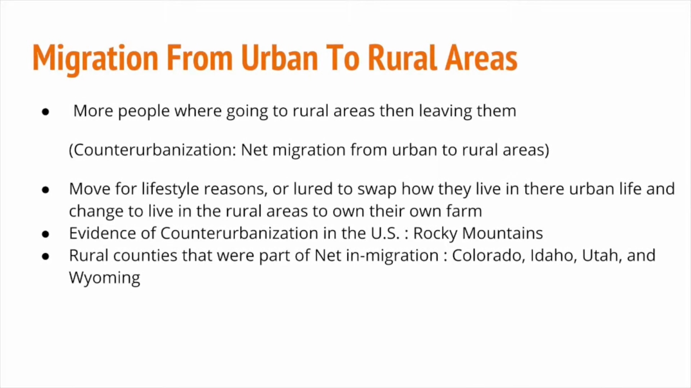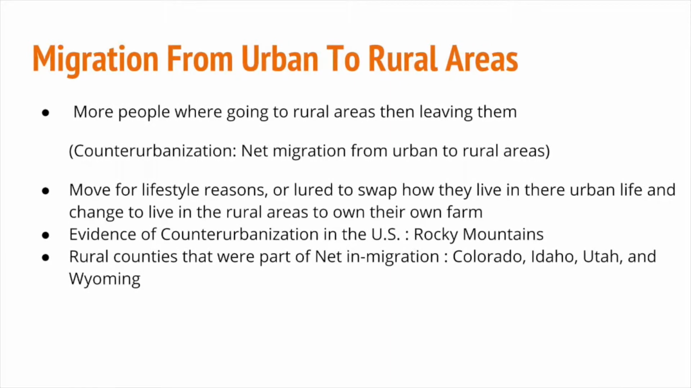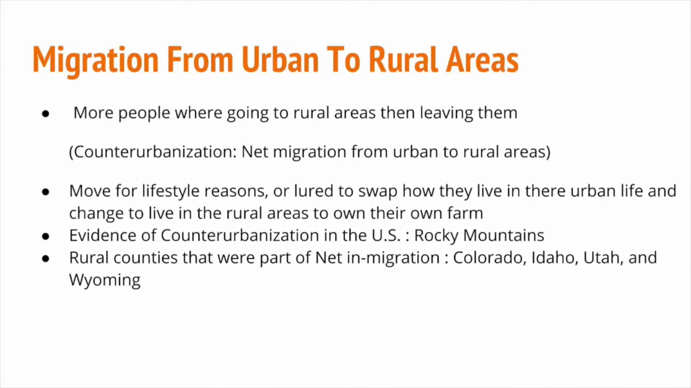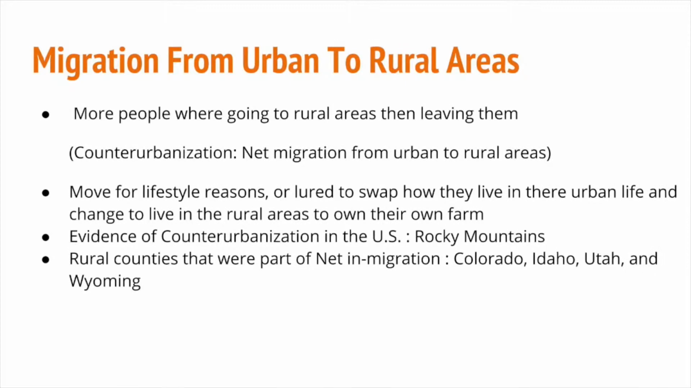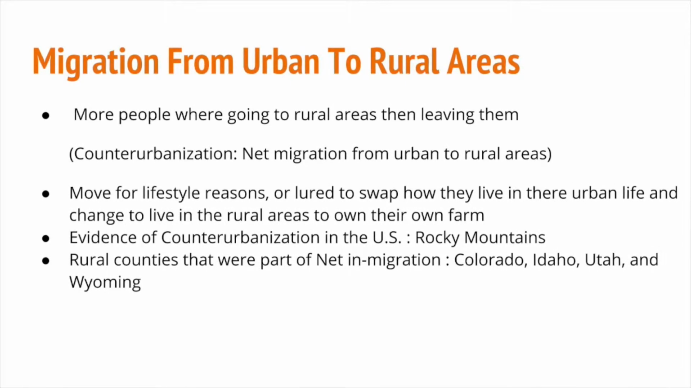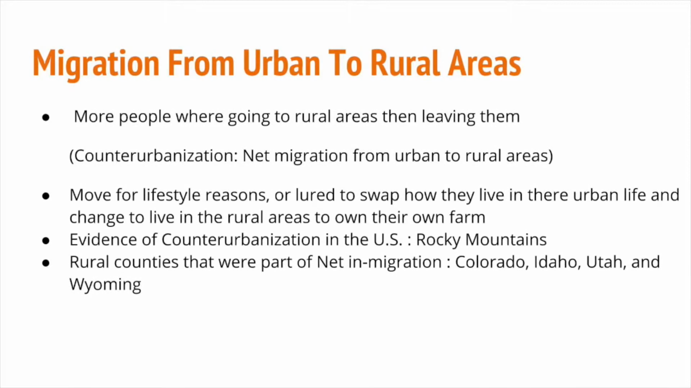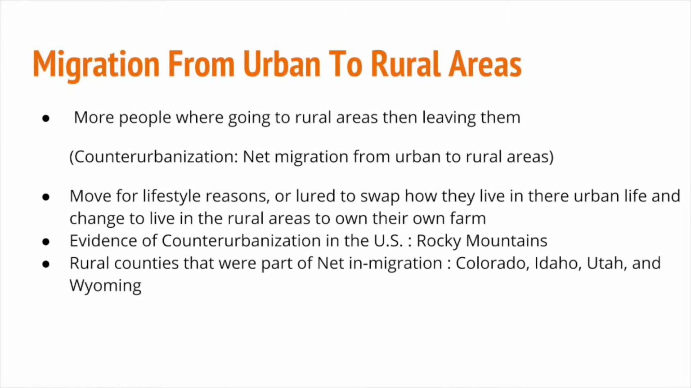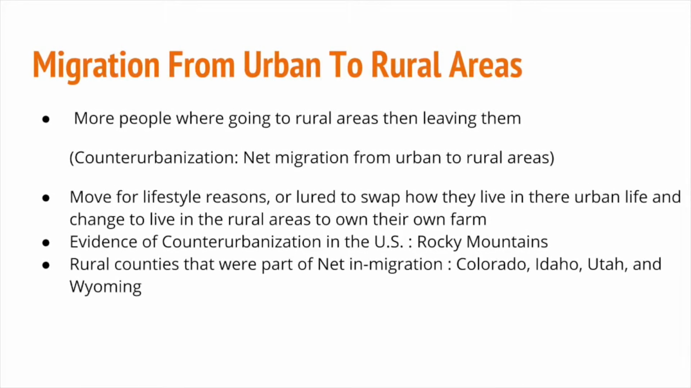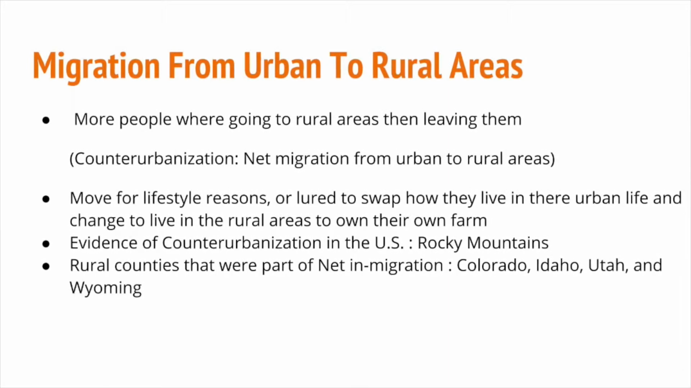Counter-urbanization will mostly be found in the Rocky Mountains in the U.S., and rural counties in states such as Colorado, Idaho, Utah, and Wyoming. Technology also helps a lot because it allows you to work anywhere and be able to buy your necessities online and get them shipped to your house in a couple of days.